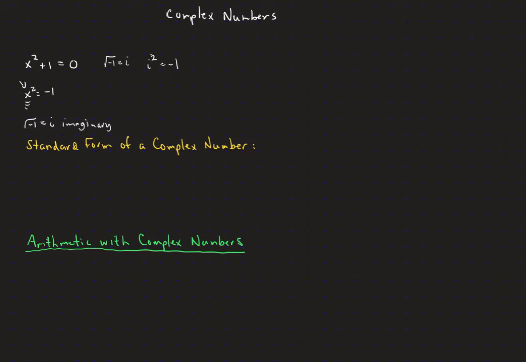The standard form of a complex number. We take this number i and throw it in the mix with all of the other real numbers. And so we get numbers like 3 plus 2i, or something like 5 minus the square root of 2 times i. These are all called complex numbers. Anything in the form a plus bi, where a and b are real numbers, is a complex number.